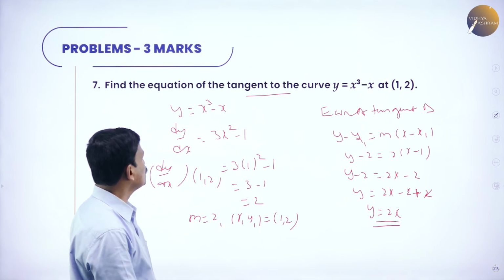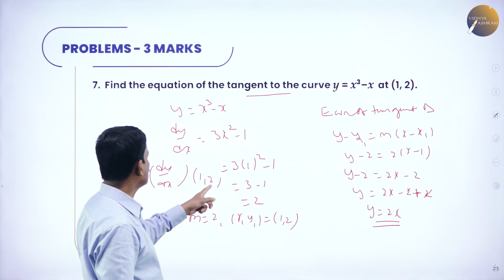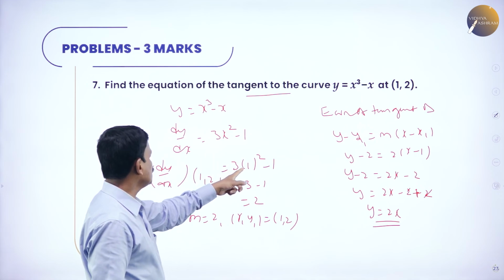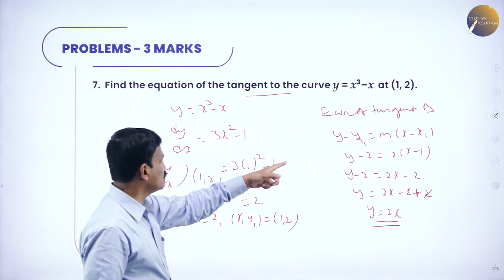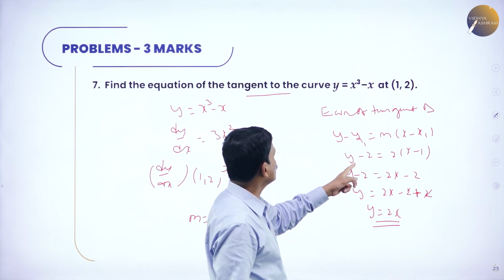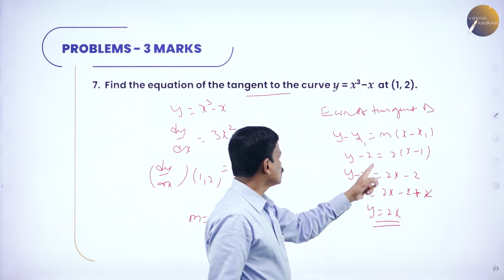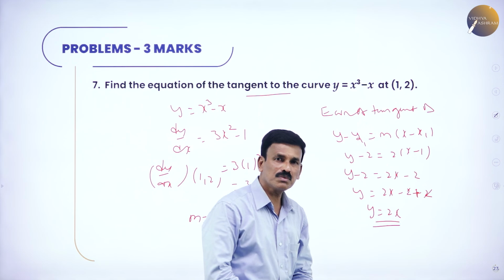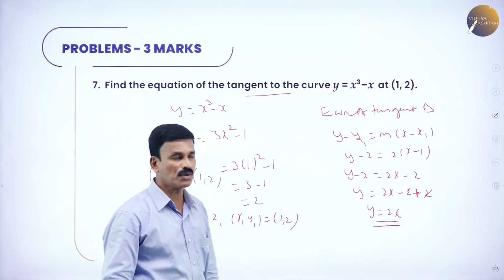Very simple. Differentiate it. X cube is 3x square, minus x is 1. At x is equal to 1 comma 2, x is equal to 1. 3 minus 1 is 2. M is 2. X1 y1 is 1 comma 2. Equation of tangent is y minus y1 is equal to m into x minus x1. Y minus y1 is 2, m is 2 into x minus 1. 2x minus 2. So y is equal to 2x minus 2 plus 2 gets cancelled. Okay. Now let us come to the last problem in this.